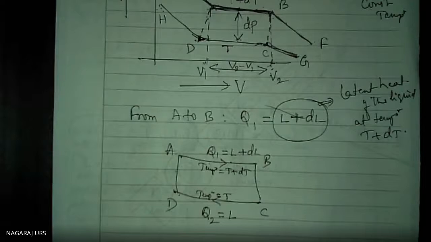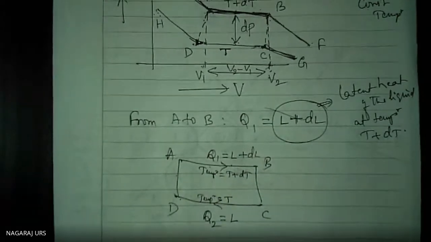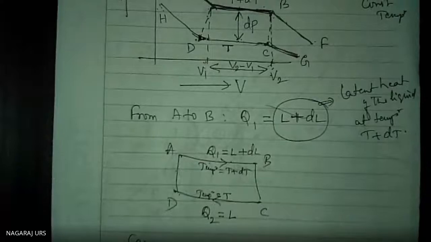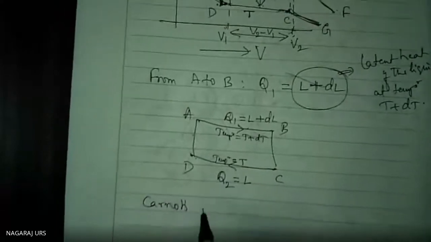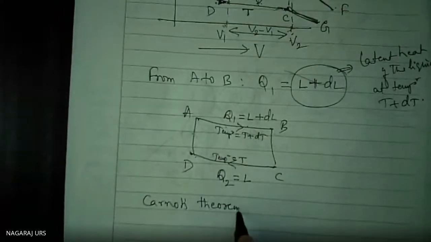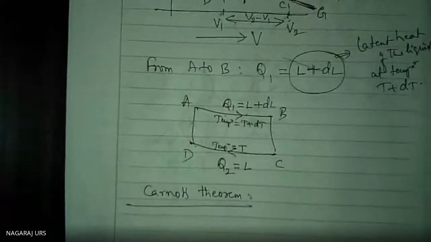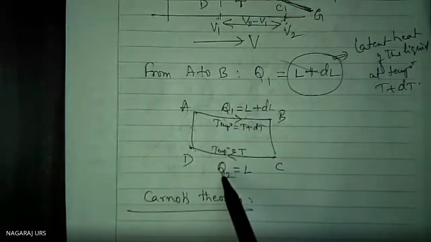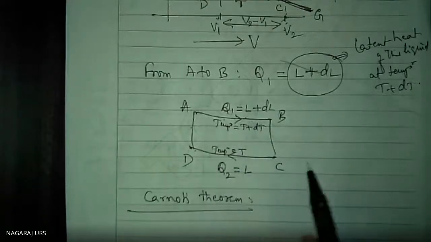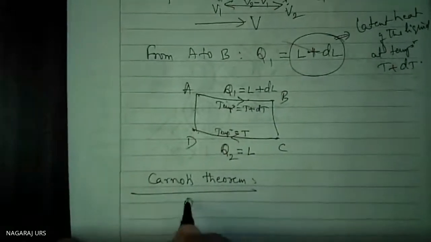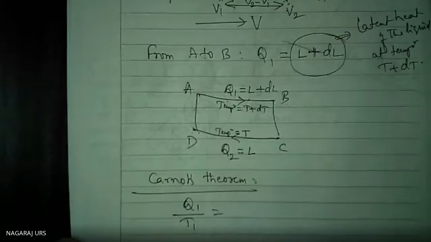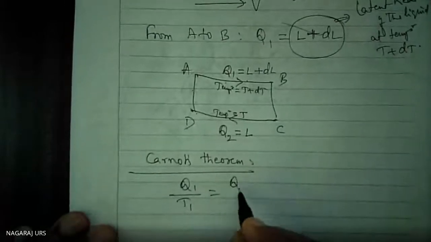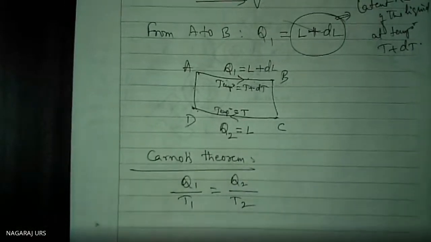Follow this. Now I can apply Carnot's theorem easily. Carnot's theorem says that Q1 by T1 is equal to Q2 divided by T2. This is Carnot's theorem principle, of course.